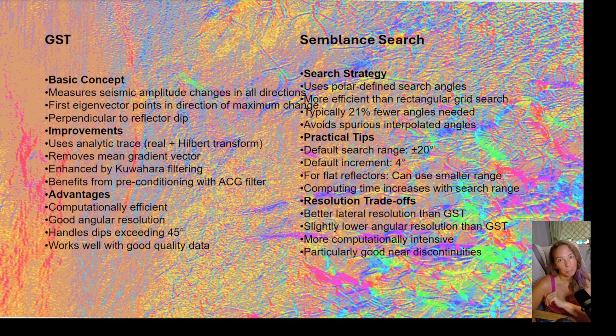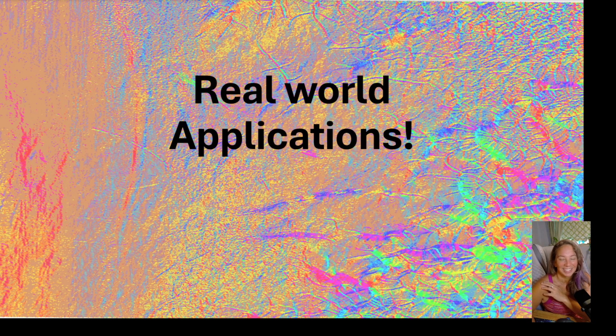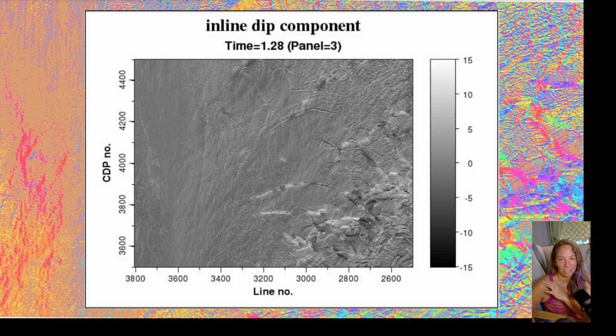One thing that could help you run things quicker is to be smart and intelligent about your search range. So if you're not expecting 30-degree angles, then dips, then don't search for those. So let's look at some real-world applications.